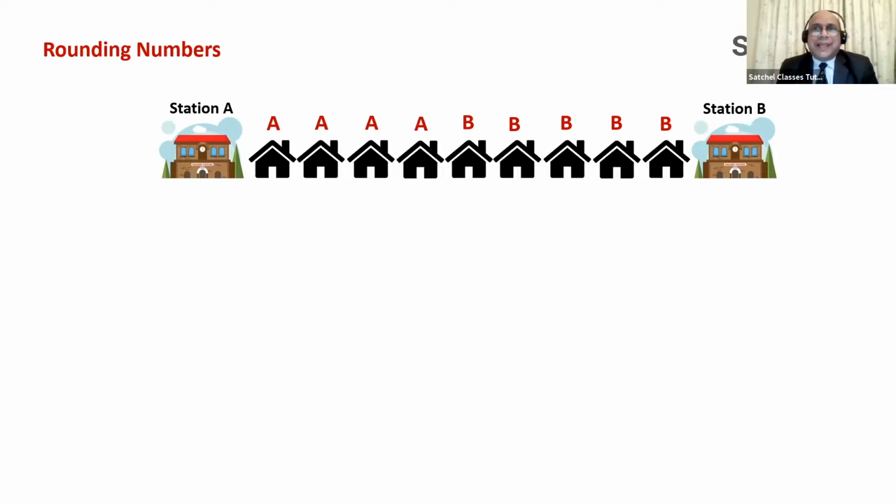Now, how is it relevant to rounding numbers? You'll understand this in a while. Let's say I number each of these houses, including the two stations, as 70, 71, 72, and so on, all the way till 80. You would realize that numbers 71, 72, 73, 74, because they are closer to 70, will all be rounded to 70. Whereas numbers 76, 77, 78, 79, because these numbers are closer to 80, will all be rounded to 80.